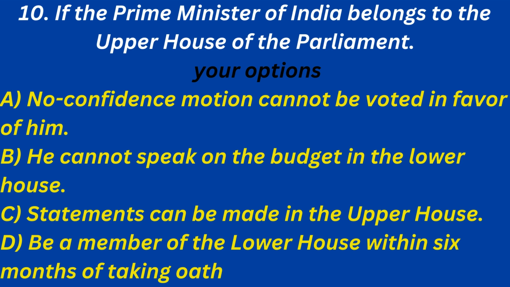10. If the Prime Minister of India belongs to the upper house of the Parliament. Your options: A. No confidence motion cannot be voted in favor of him. B. He cannot speak on the budget in the lower house. C. Statements can be made in the upper house. D. Be a member of the lower house within 6 months of taking oath. Your time starts now.